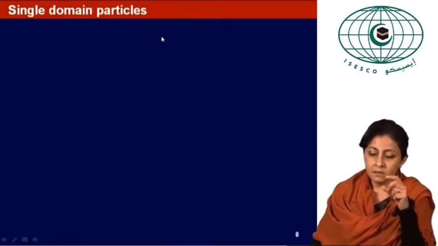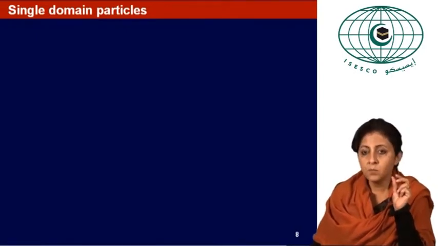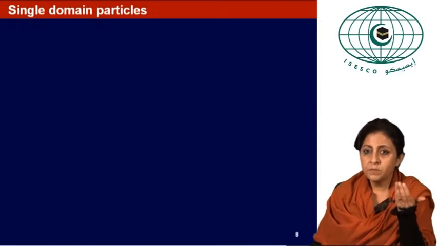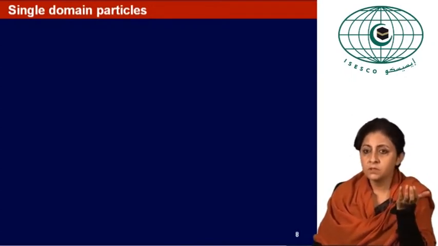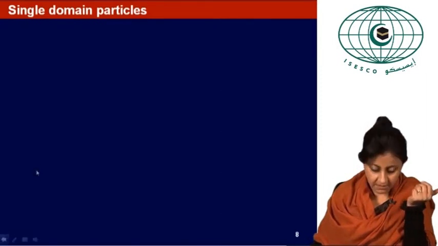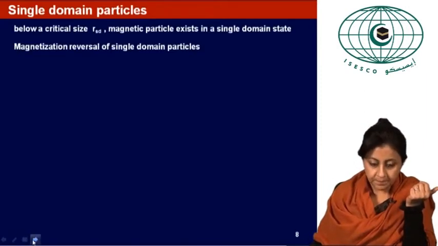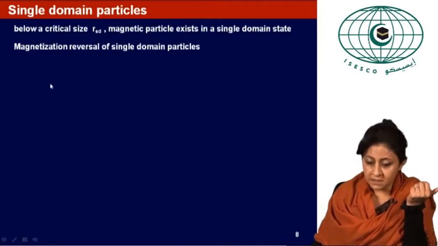The particle is so small that it cannot support a domain wall, and a domain wall has a finite width. So if I make the size of the particle smaller than the width of the domain wall, it will not be able to support a domain wall, and the particle will exist in a single domain state. This happens below a critical radius, RSD. SD stands for single domain. Magnetic particles exist in a single domain state.